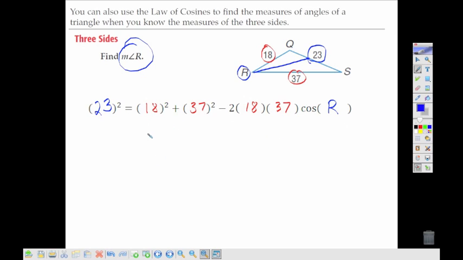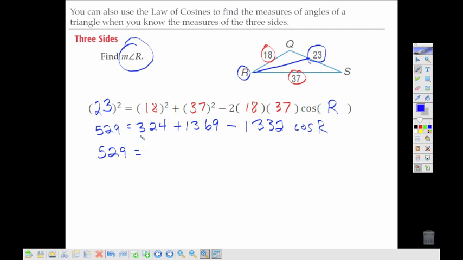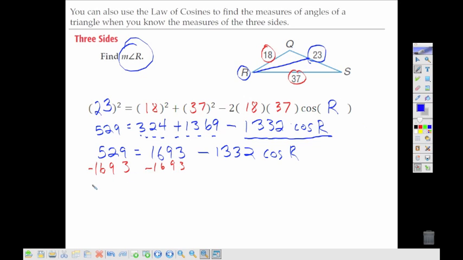We would then go through and simplify everything, which is going to give me 529 equals 324 plus 1369 minus 1332 cosine of R. Notice we won't be able to simplify this for cosine of R. We need to solve this whole equation for R. Next thing we'll do is some addition here, which will give us 1693. Again, do not subtract. This is all one group here because this is multiplication. Which means for our next step, we're going to need to subtract the 1693 away from both sides. That's going to give us a negative number.